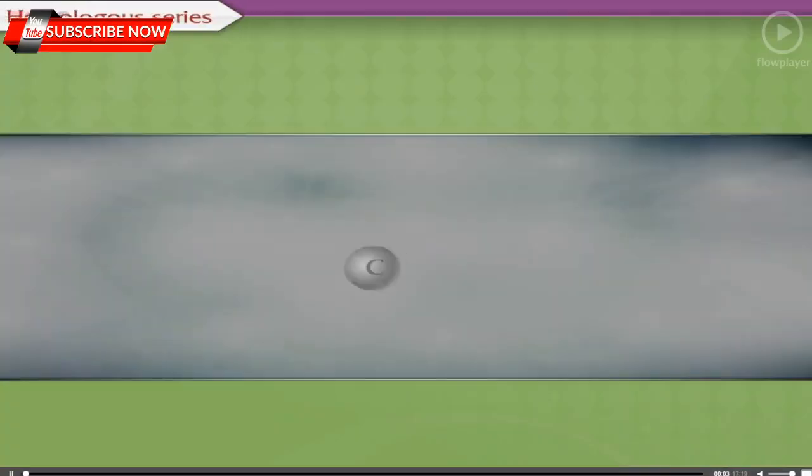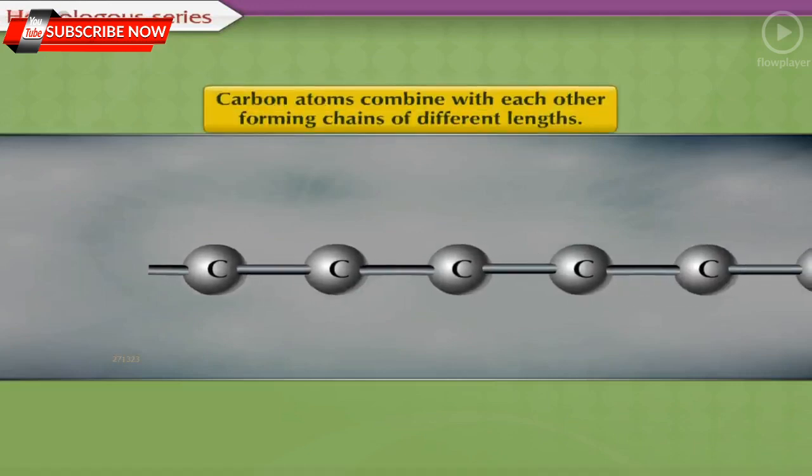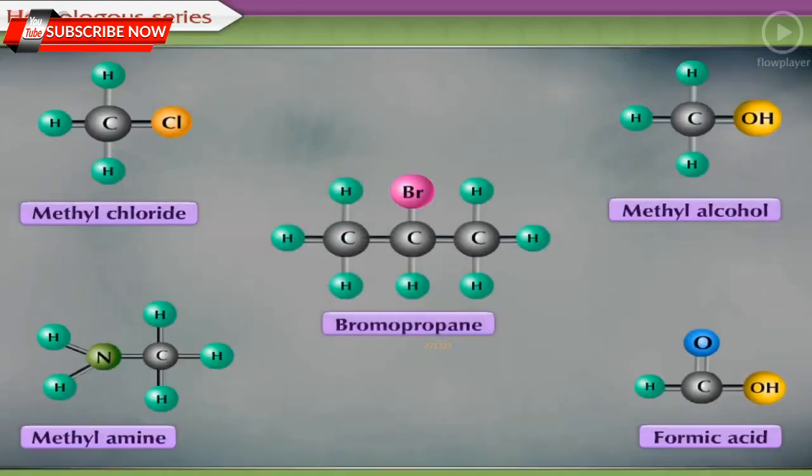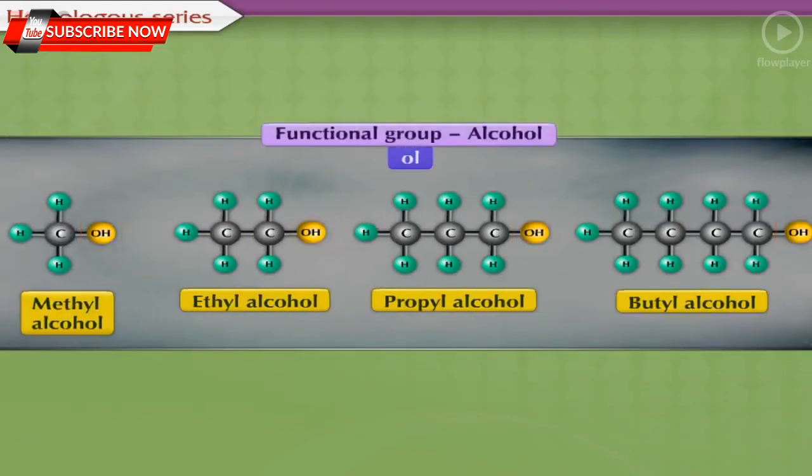Homologous series. We have seen that carbon atoms combine with each other forming chains of different lengths. We have also seen that a functional group can take the place of a hydrogen atom on these chains. Thus, with the same functional group but different lengths of carbon chains, a large number of compounds are formed. For example, methyl alcohol, CH3OH, ethyl alcohol, CH3CH2OH, propyl alcohol, CH3CH2CH2OH, and butyl alcohol, CH3CH2CH2CH2OH, are the various compounds formed from the functional group alcohol.